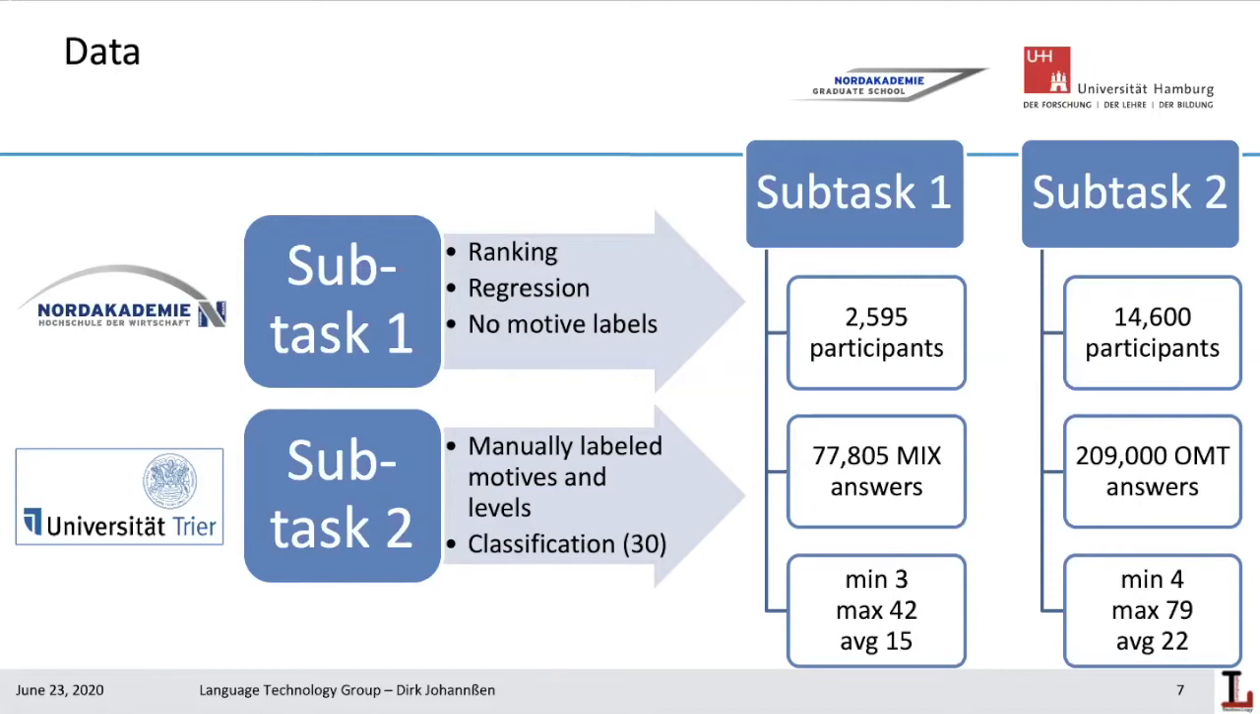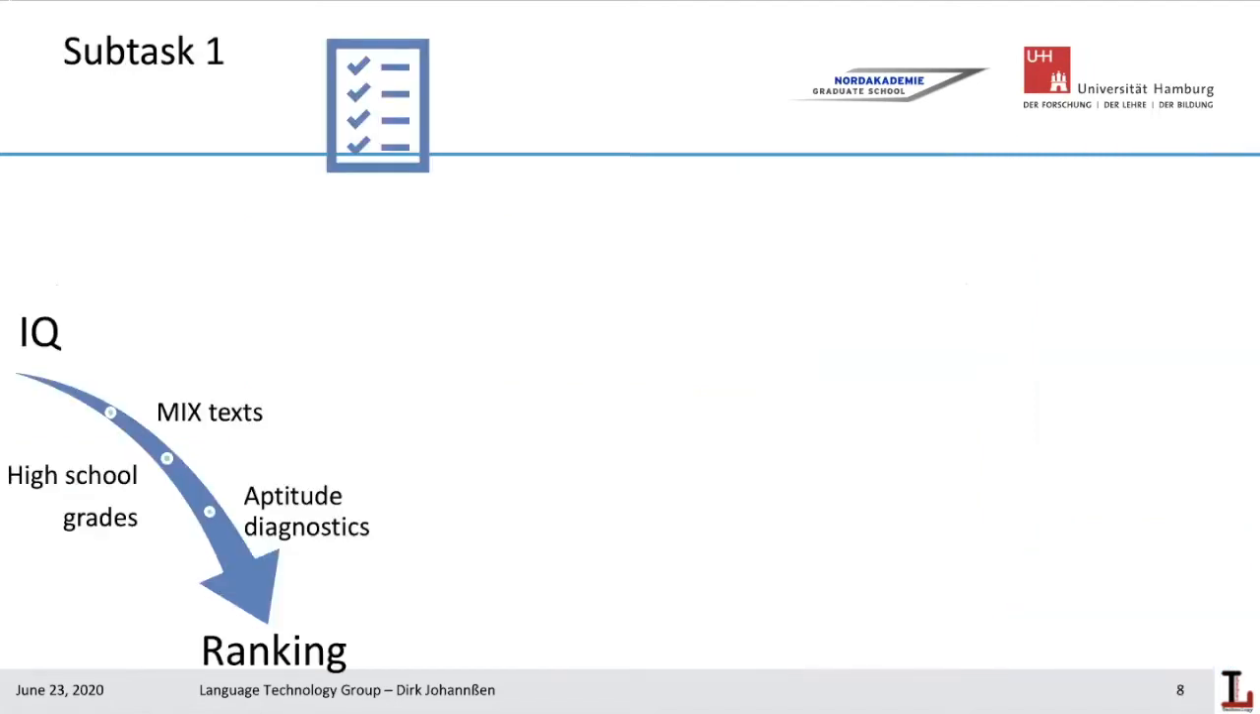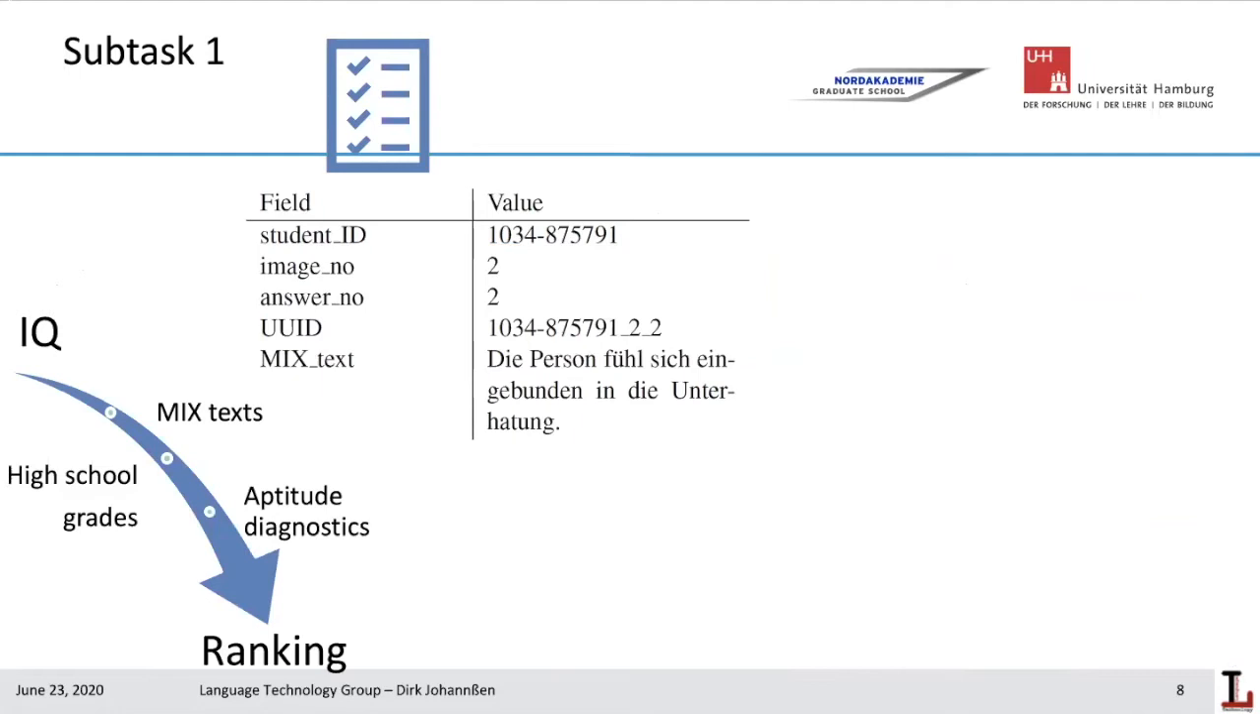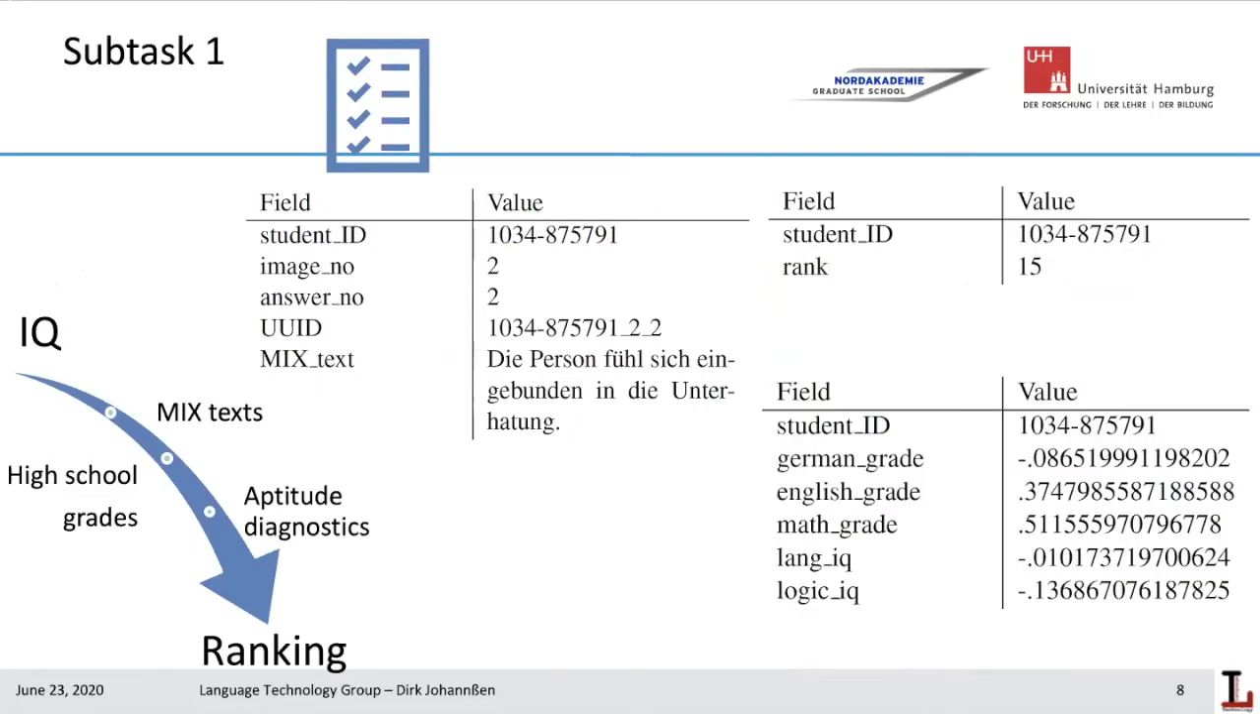Those, as well, were short texts with 4 to 79 words per answer and 22 words on average. Participants of the shared task were provided with 3 different files linked by a unique student ID. Firstly, a file with an image number, an answer number, a unique ID, and an implicit psychometric text. Another file contained the student ID and rank, and a third file contained the metrics of high school grades and IQ scores, all standardized and anonymized. For the test phase, participants were only provided with the first file information.